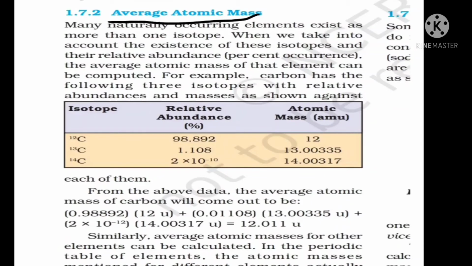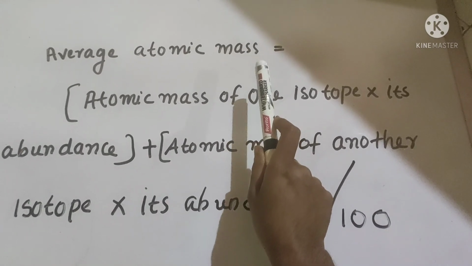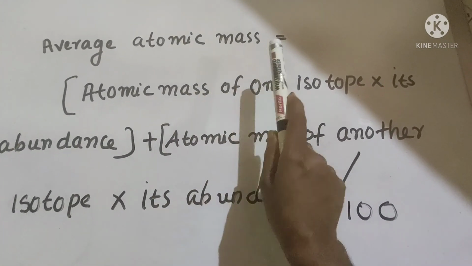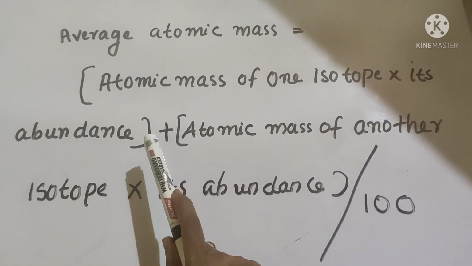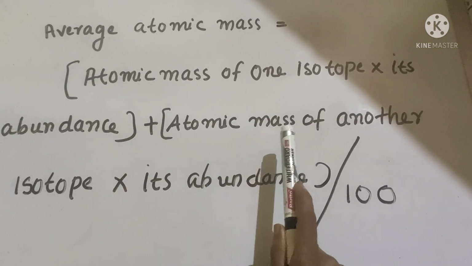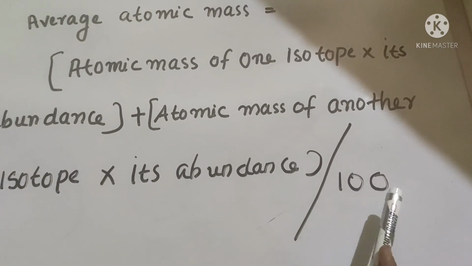Average atomic mass. Many naturally occurring elements exist as more than one isotope. When we take into account the existence of these isotopes and their relative abundance, or percentage occurrence, the average atomic mass of the element can be computed. Average atomic mass can be calculated using the formula: average atomic mass equals atomic mass of one isotope into its abundance plus atomic mass of another isotope into its abundance, all divided by 100.